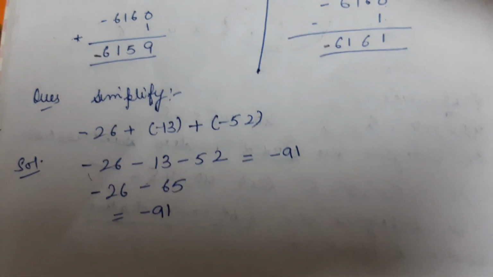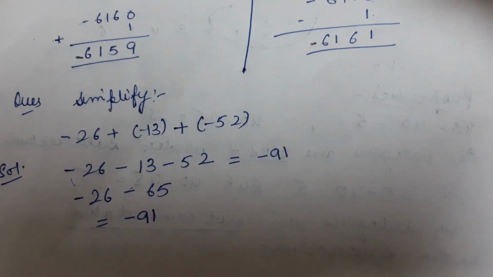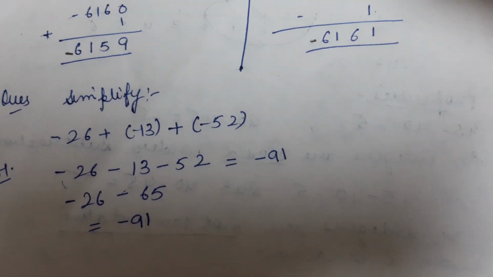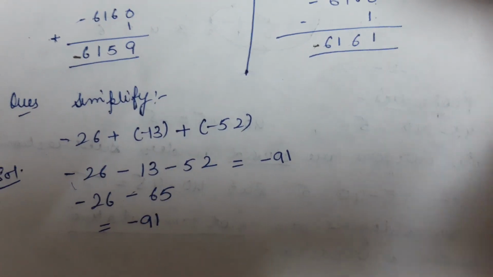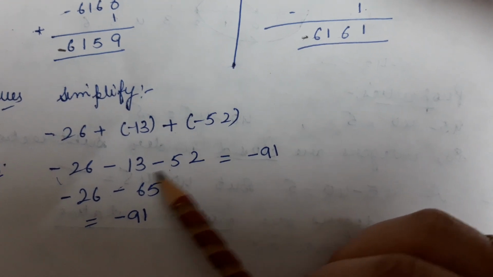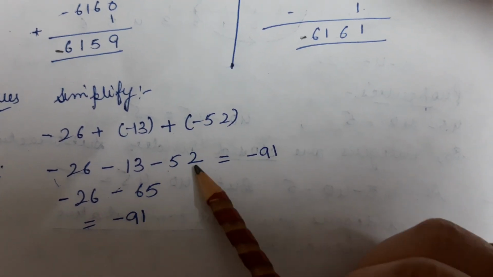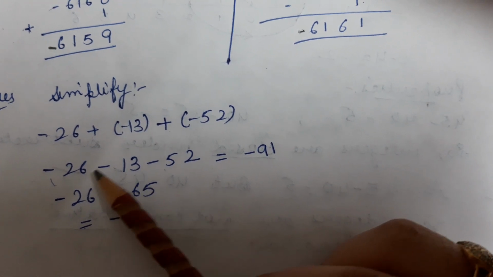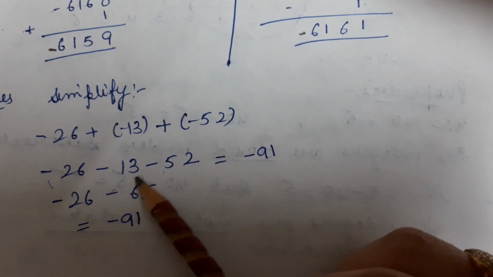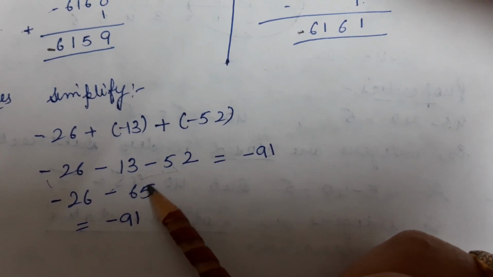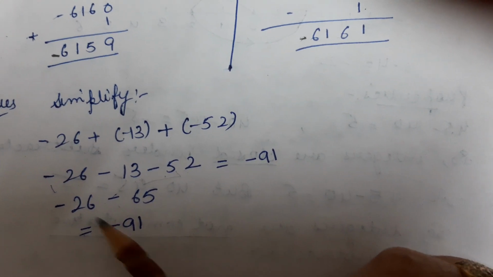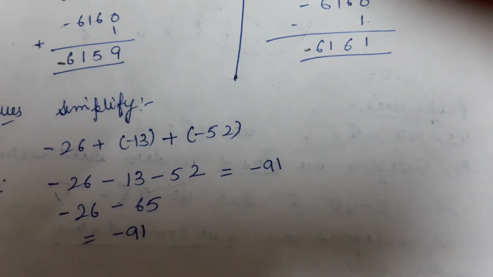Next is simplify. Minus 26 plus minus 13 plus of minus 52. Now if we want to simplify, what we will do? Plus minus is minus, and plus minus again minus. So simply we have opened the brackets, then subtracting. Minus 26 minus 13, both are having the same sign. Here also minus 13 minus 52, both are having the same sign. So we will add them first. The answer is 65. Common sign is negative. Again 26 plus 65 is 91. The common sign is negative. So answer is minus 91.